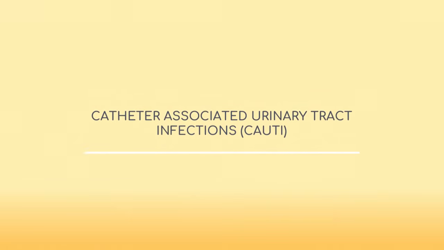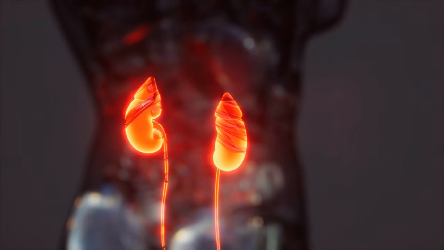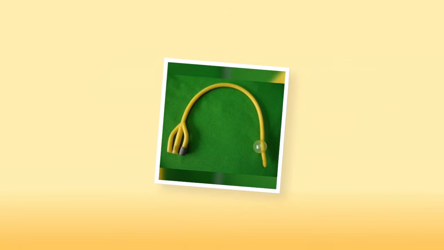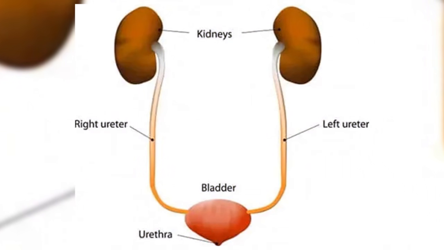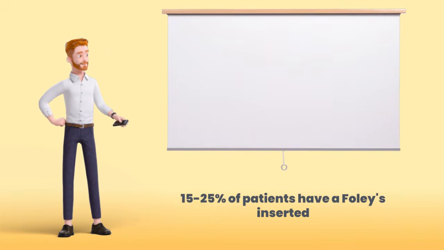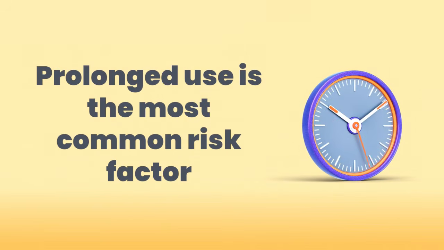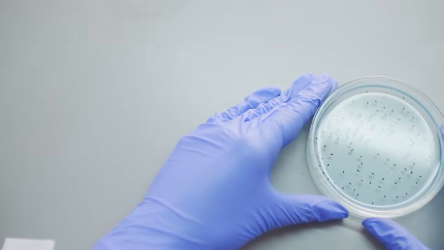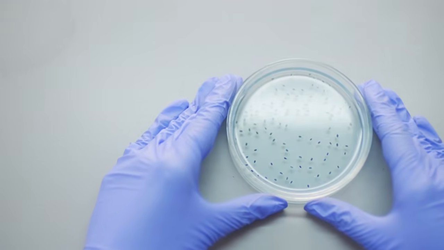Catheter-associated urinary tract infections are infections in the urinary system that occur due to the use of a urinary catheter, more commonly known as a Foley's catheter. This catheter is inserted in the lower part of your urinary system, a part known as the urethra. Approximately 75% of HAIs reported to the National Healthcare Safety Network are CAUTIs. Approximately 15 to 25% of patients have urinary catheters inserted during their hospital stay. Prolonged use of a urinary catheter is one of the most common risk factors for developing a CAUTI. These catheters can introduce bacteria into the urinary system, leading to infections.